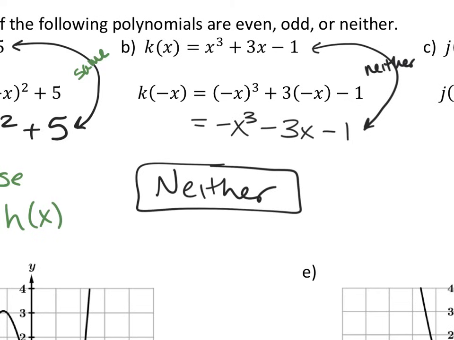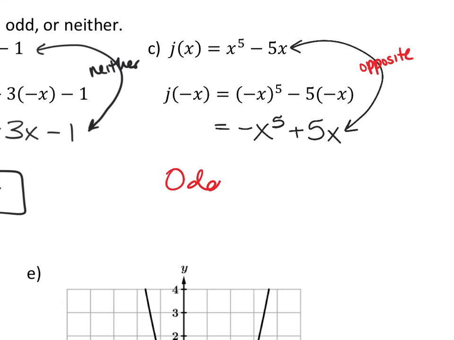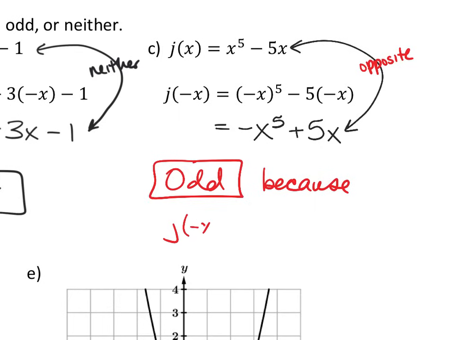Okay, when we do the third one, again, we would be plugging in negative x. Negative times negative times negative times negative times negative is negative. So this is negative x to the 5th. And then negative times negative is positive. When we compare these two, are they the exact same? Are they the exact opposite? Yes, since this one is opposite, this is called odd. And again, it's odd because when we plugged j of negative x in, we got the exact opposite of the original function. That's the formal analytical definition of even and odd functions.